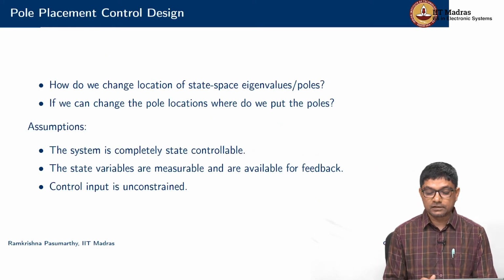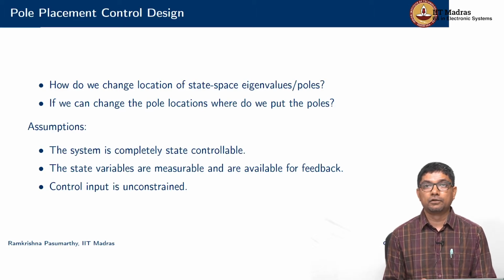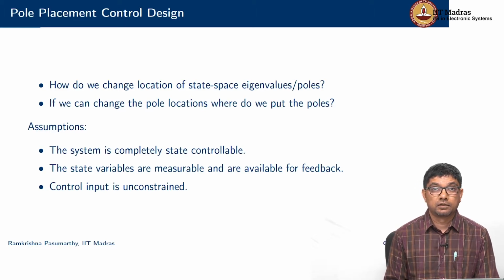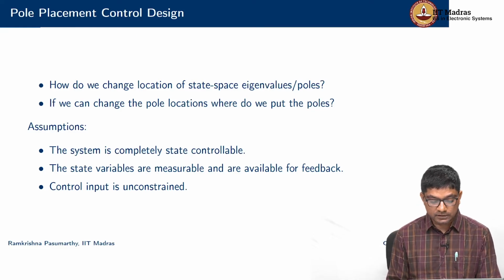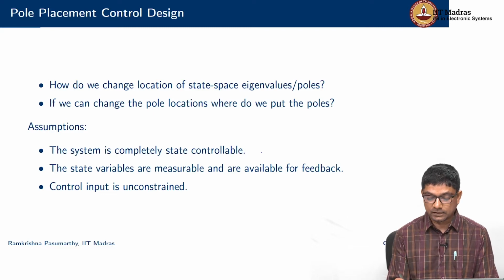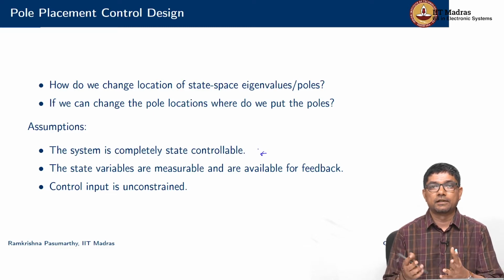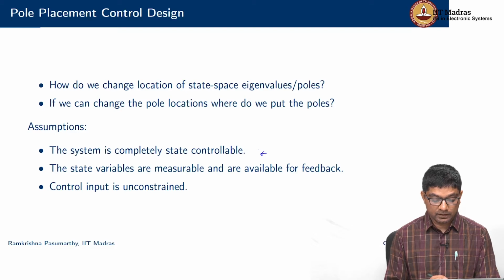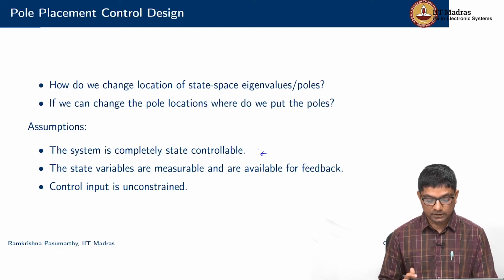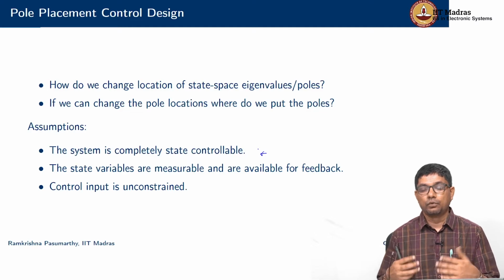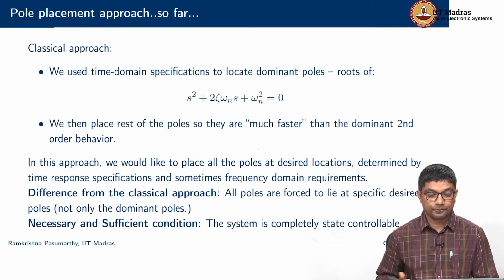Okay, so how do we change the location of these eigenvalues or even poles? And if we can change them, how do we put those poles and where do we put them? During this discussion we will assume that the system is completely controllable, that there are no pole zero cancellations, that the state variables are measurable and available for feedback, and lastly that the control input is unconstrained. So, I do not really bound the input with some number.